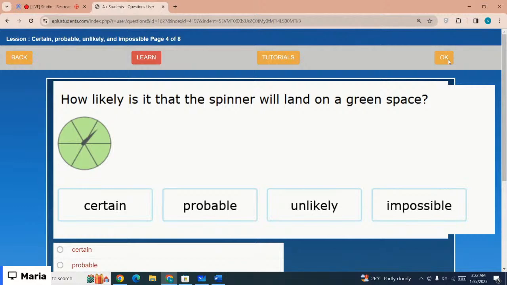You can see that all of the spinner is green, right? So that means it will certainly land on green, right? Every time you spin the spinner, it will land on green. Got it? Is there any problem? No one is answering. So it is certain it will land on green. The correct option is certain.